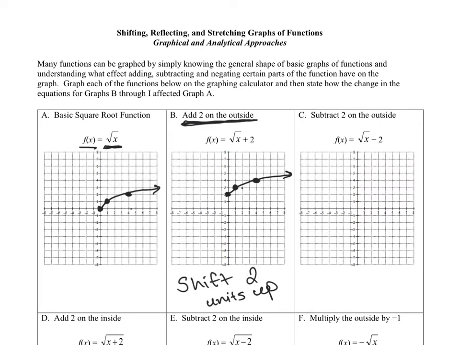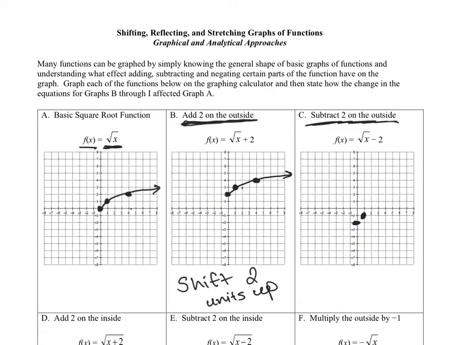So let's look what will happen if we subtract 2 on the outside, okay? Now, x is 0. Square root of 0 is 0. 0 minus 2 is negative 2, okay? So when x is 0, y is negative 2, okay? Square root of 1 is 1. 1 minus 2 is negative 1. So when x is 1, y is negative 1.